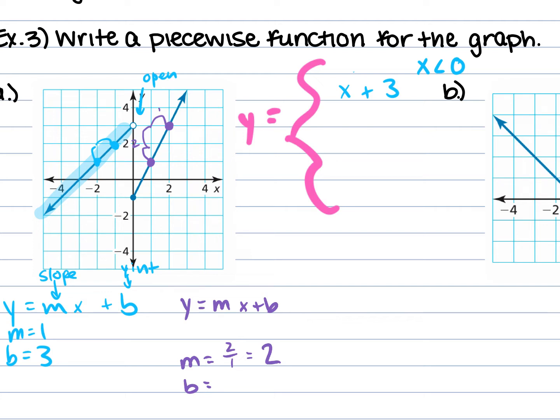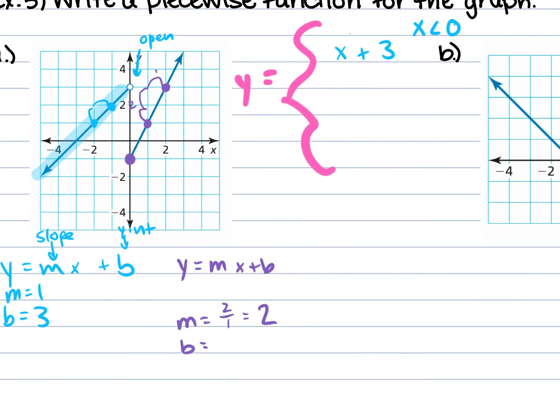How would I find my y-intercept? Just look at the graph. Our b is our y-intercept, where we cross the y-axis. So what's my y-intercept, my b? -1. Awesome. Our graph crosses the y at -1.